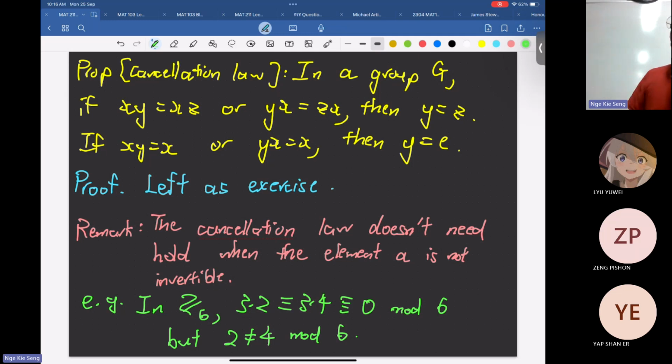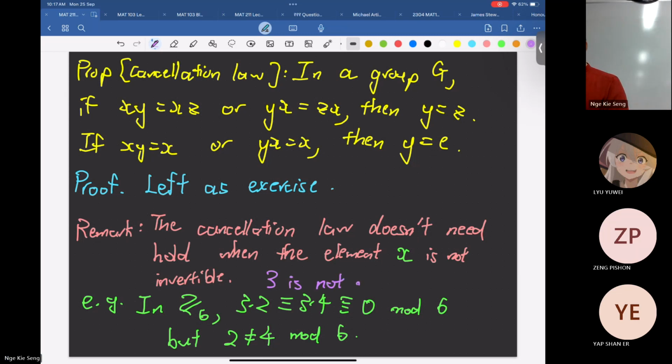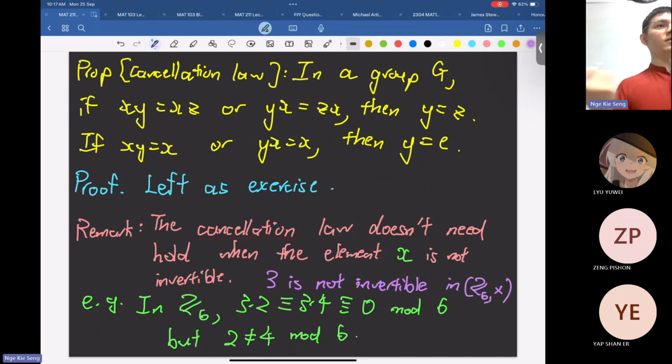Here, X is a fixed X. So my point here is when X is not invertible. Meaning 3 is actually not invertible in Z6, where the law of composition is multiplication. So we have these 2 equal to 4 things if you just cancel 3 from both sides. Correct? Okay.